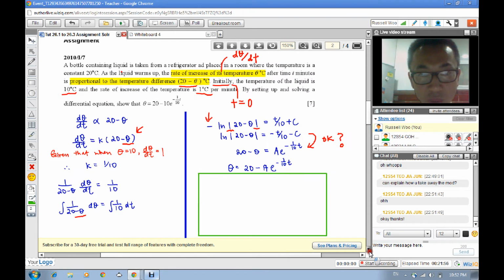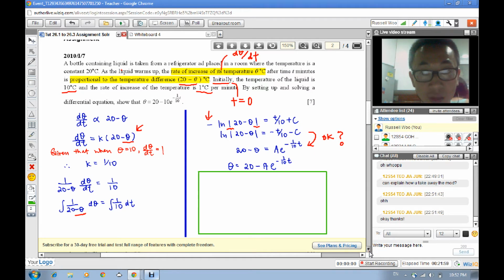Now, notice we have another constant a here. Obviously, of course, when we solve a DE, we must have another constant. But in your final answer, there is no constant. There is a 10 here. This is what I need. So we have to show that a is 10 somehow.